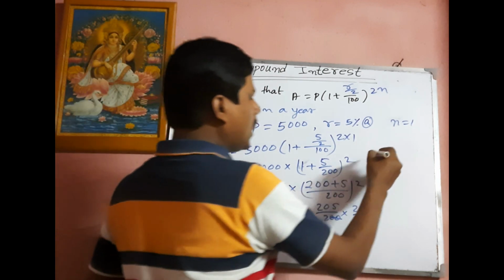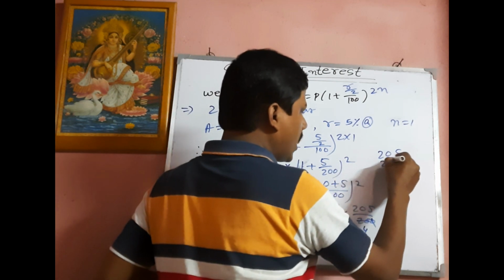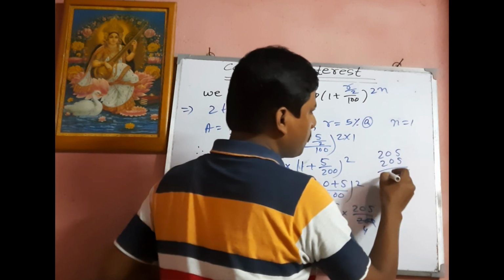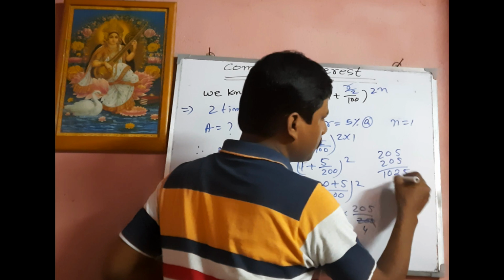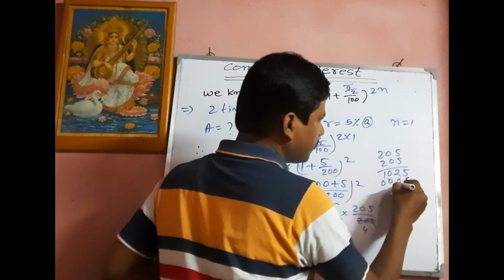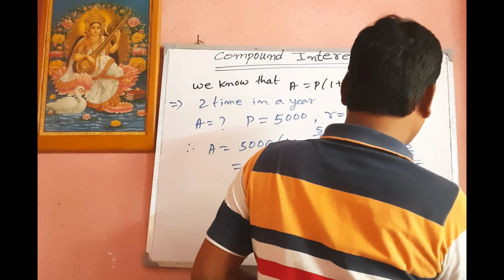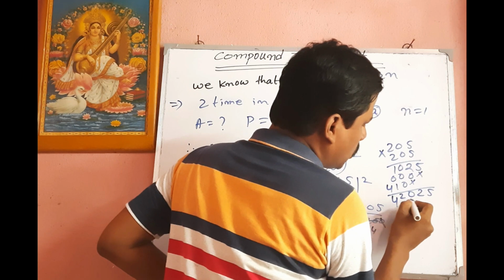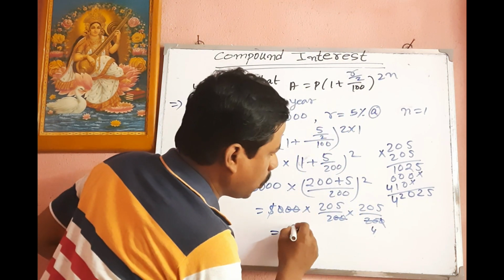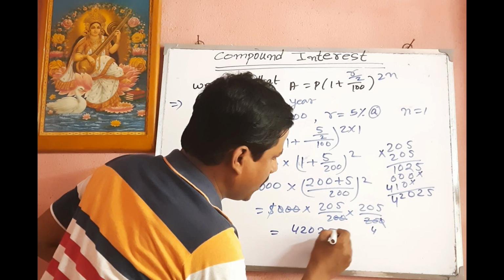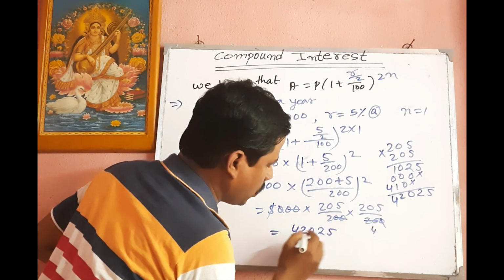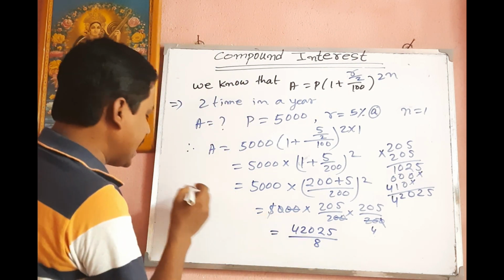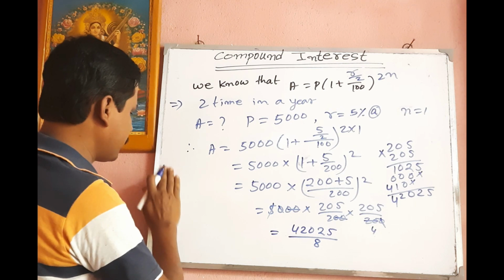So multiplying 205 with this, 205 and 205 is equal to 42025. That is 42025 divided by 2 into 4, that is 8. If we divide this by 8 then we get 8.